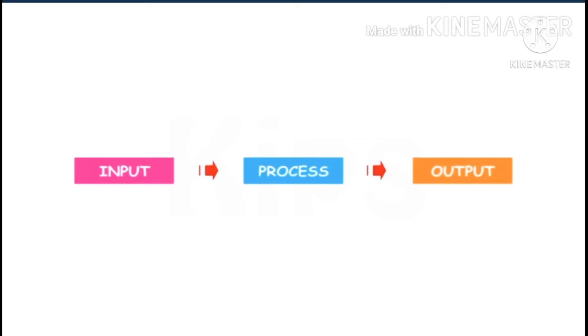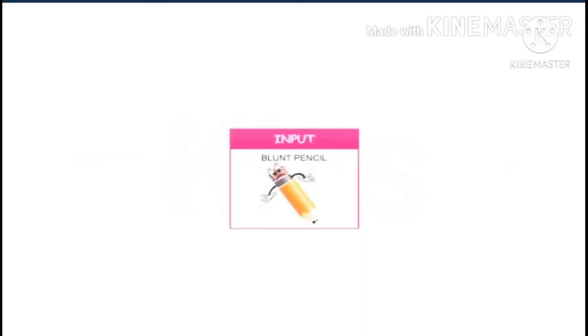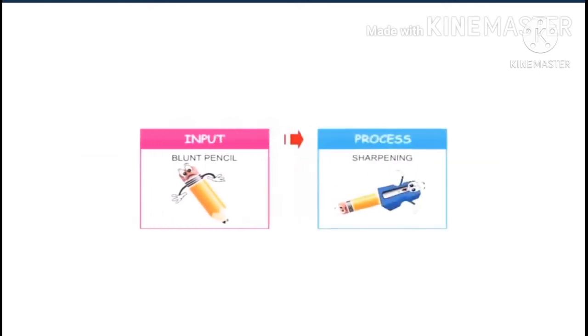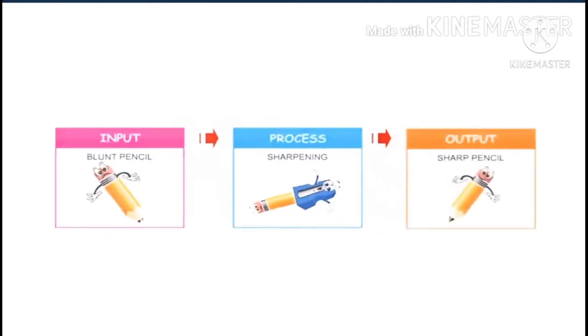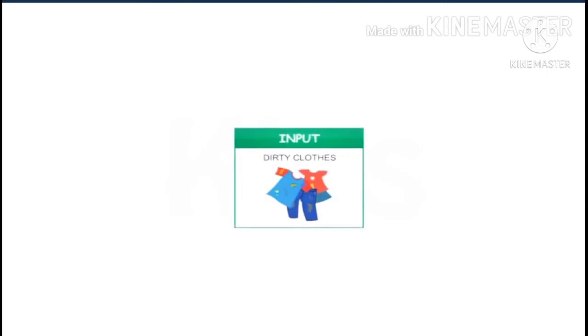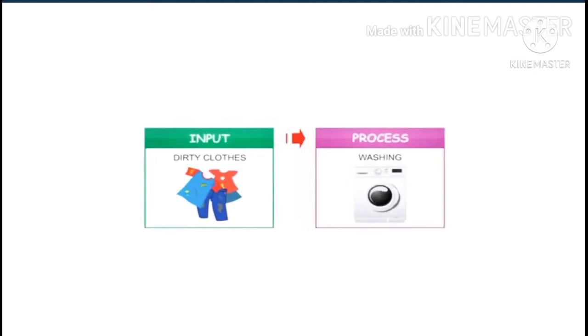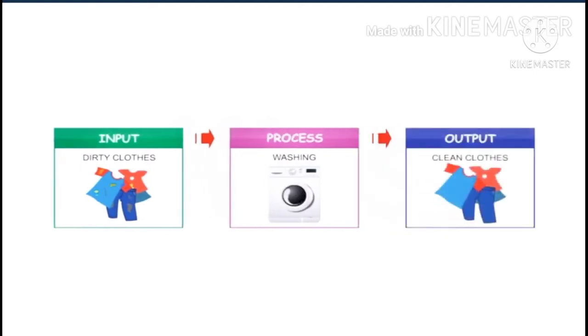Let us take an example to understand the basic steps of a computer. Suppose a blunt pencil is an input. Process would be sharpening, and a sharp pencil will be an output. Let us take another example. If dirty clothes are input, process is washing clothes, and output is clean clothes.